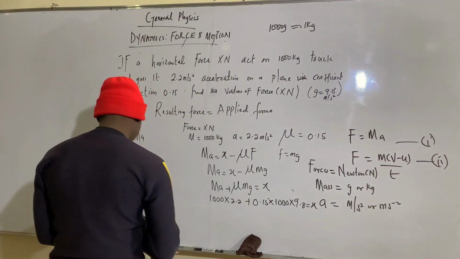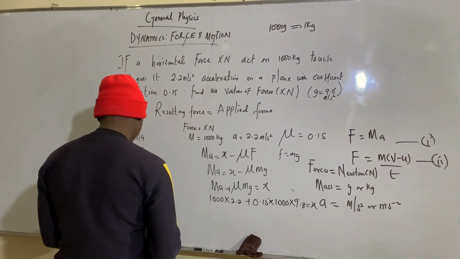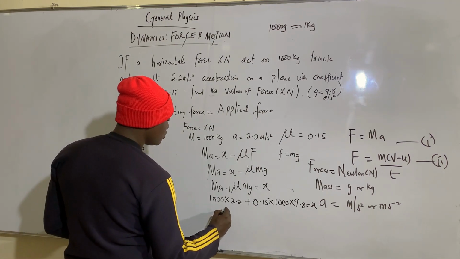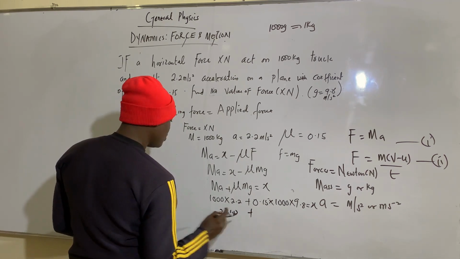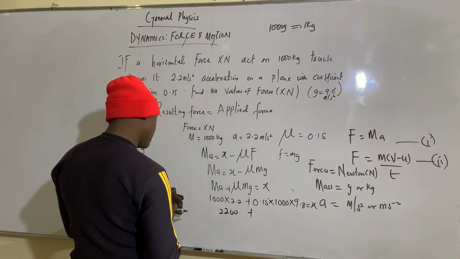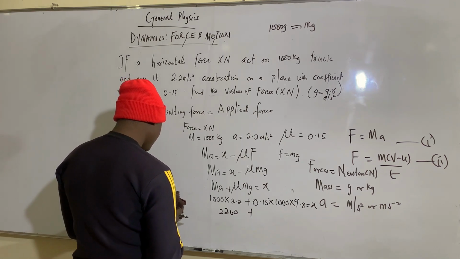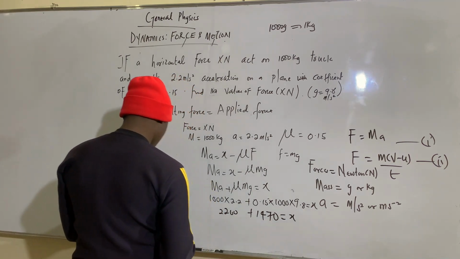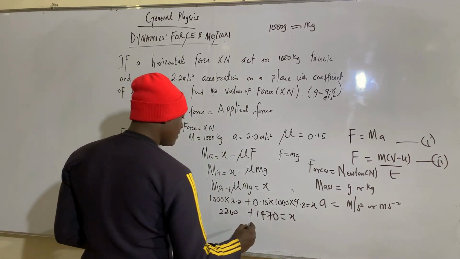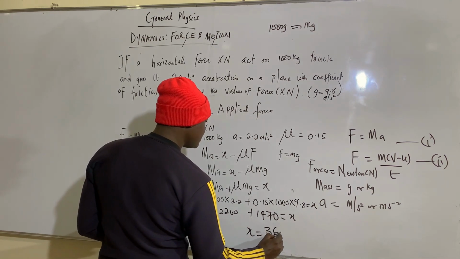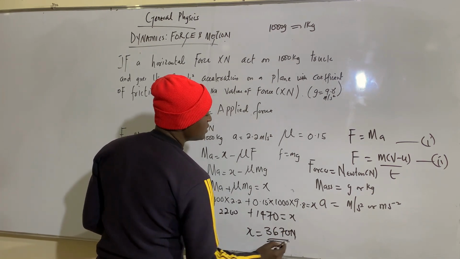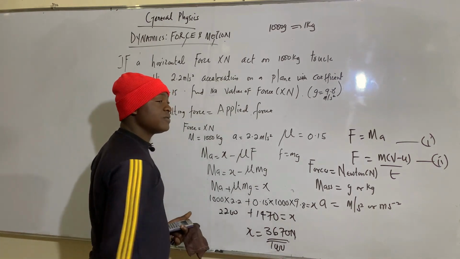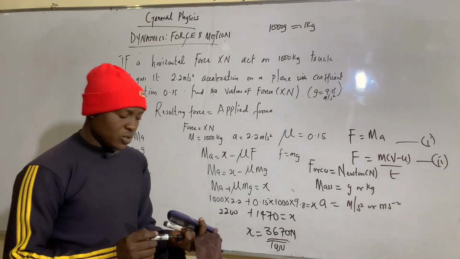If you do that, 1,000 multiplied by 2.2, of course, you are going to have 2,200. So here we have 2,200 plus 0.15 times 1,000 times 9.8. Then for this, we are going to have 1,470 equal to x. If you add the two together, we have our force to be equal to 3,670 Newton. I think in the material they leave their result in terms of kilonewton, meaning you can divide this value by 1,000 if you are asked to leave your result in terms of kilonewton.